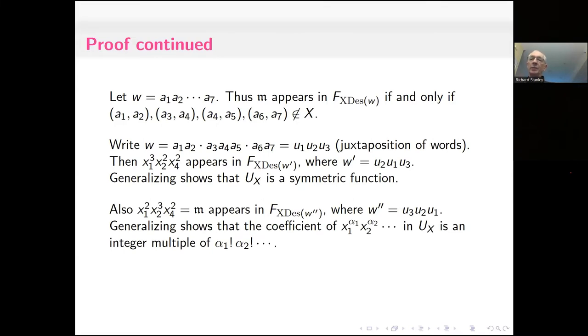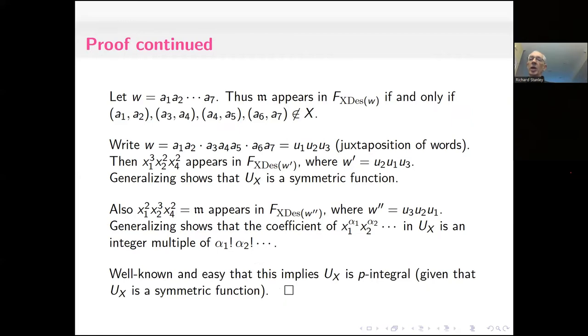Moreover, what happens when we have equal exponents? Well, for instance, if we looked at this factorization here and interchange u1 and u3, they have the same length. So this gives another permutation that in its corresponding quasi-symmetric function contains the same monomial, x1 squared, x2 cubed, x4 squared. Different because we just permute the u1 and u3. So if you generalize this argument, you can see that the coefficient in U_X of x1 to the alpha 1, x2 to the alpha 2, et cetera, is an integer multiple of alpha 1 factorial, alpha 2 factorial, et cetera. We can permute the equal exponents and pick up new monomials that all appear in U_X.